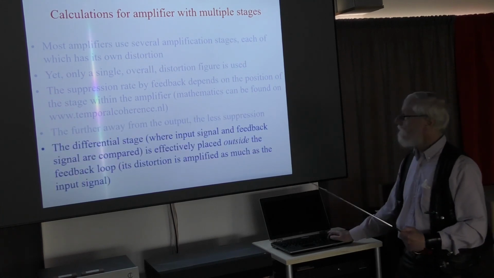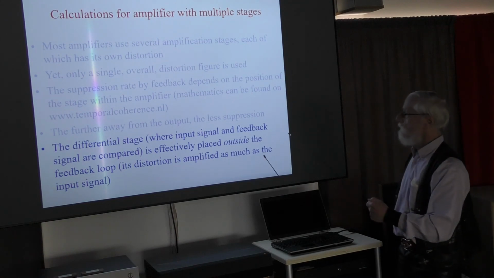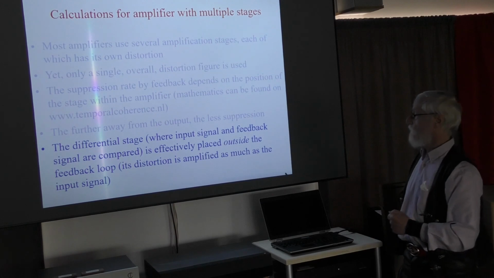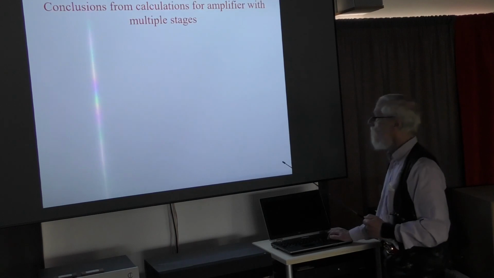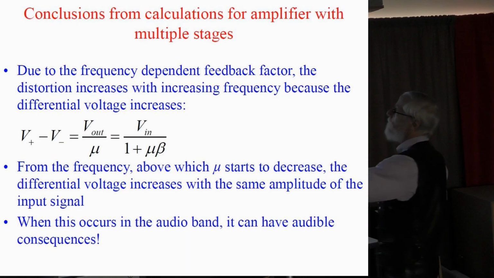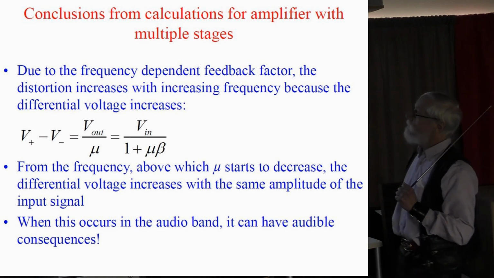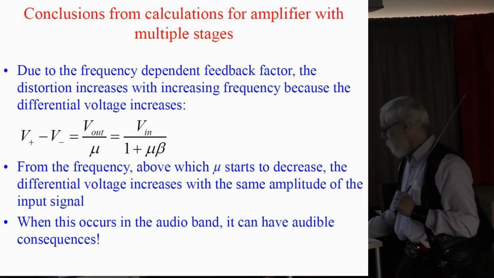And when you come to the entrance, the differential stage, where input signal and feedback signal are compared, is effectively placed outside the feedback loop. Its distortion is amplified as much as the input signal. So, due to the frequency-dependent feedback factor, the distortion increases with increasing frequency because the differential voltage increases.